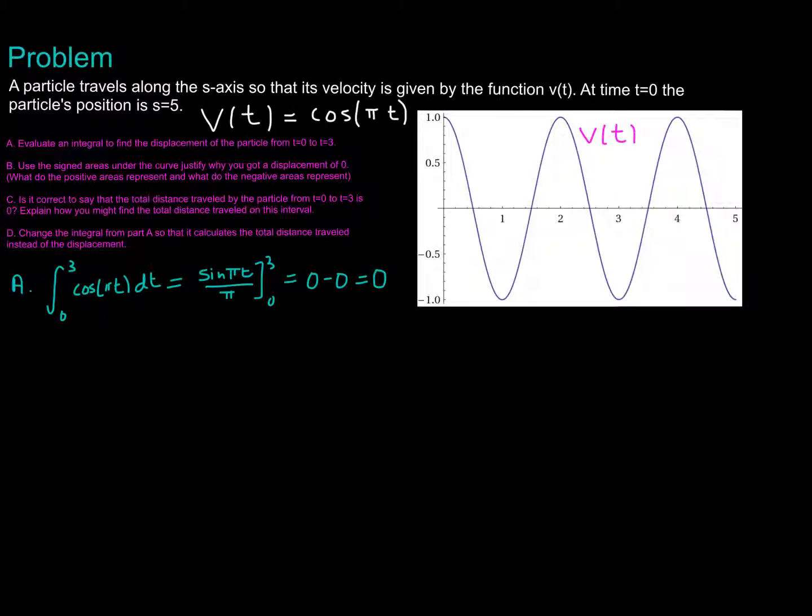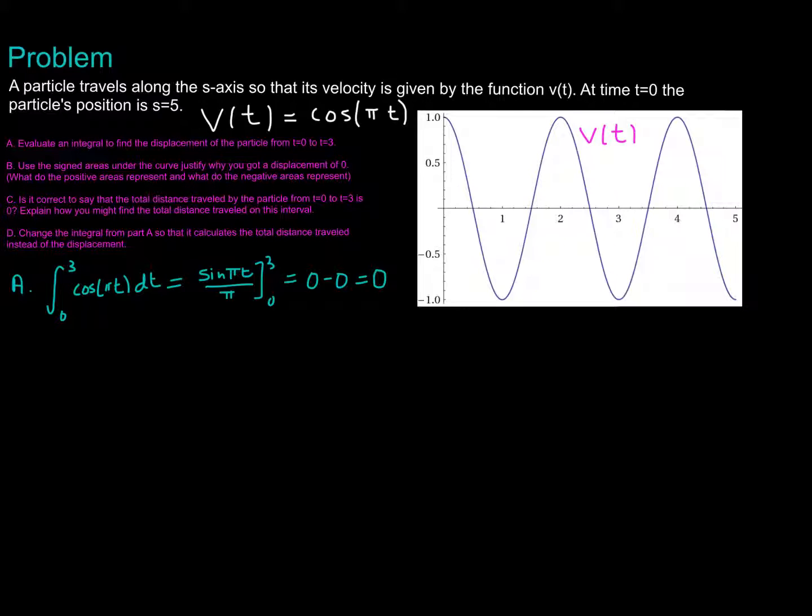So the first part is pretty simple here. I just want the displacement of the particle over the first 3 units of time here. And so I'm just going to take the definite integral from 0 to 3 of my velocity function. And what I end up with is 0, which seems a little interesting, but remember, we've seen this before. The displacement of 0 just means that my particle is in the same position at t equals 3 that it was at t equals 0.